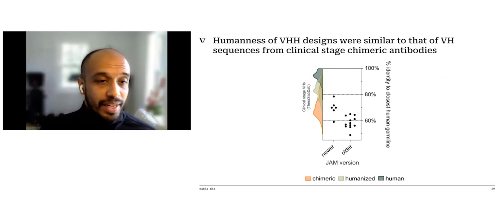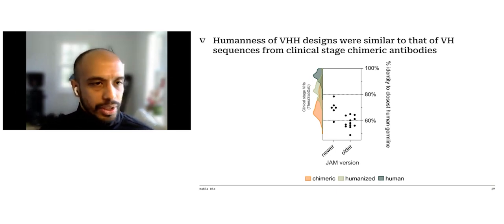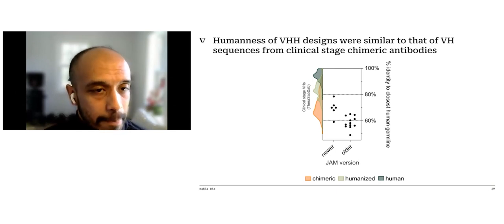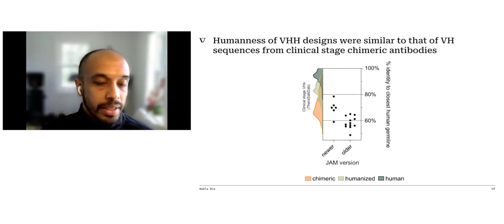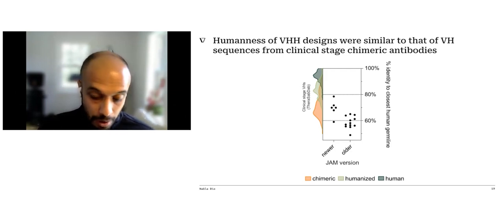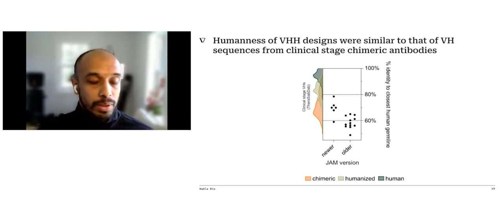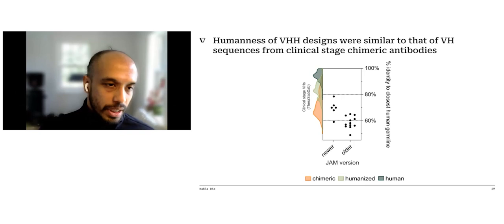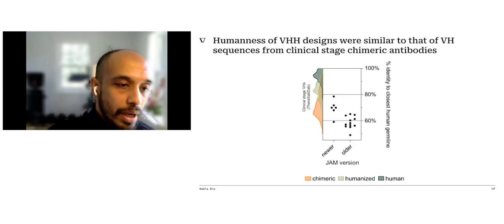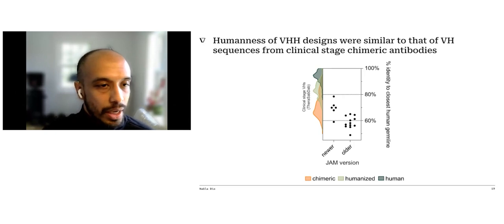Another reasonable question that folks have when looking at this data is, what does the sequence composition of these de novo VHH designs look like? And in particular, how human are they? So we looked at the humanness of these designs, and our metric for humanness here is the percent identity to the closest human germline. And the distributions you see on the left-hand side of the plot there just indicate the distribution of humanness values you see among clinical stage antibodies.